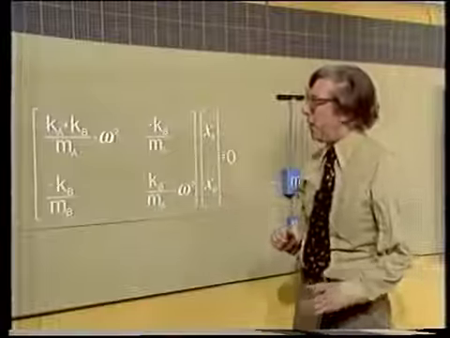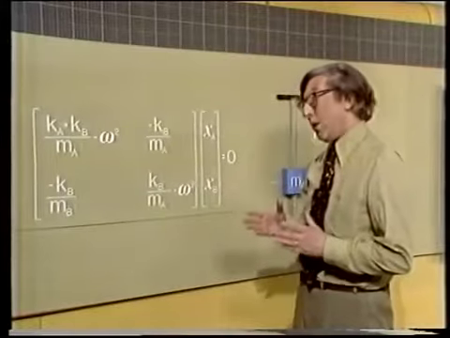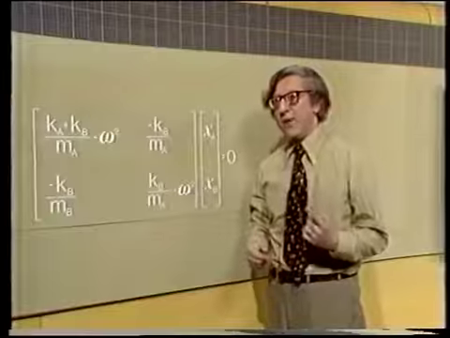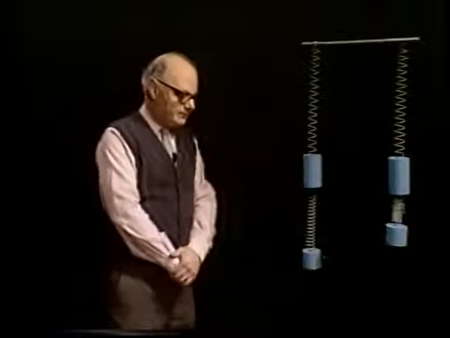Now, when you do that, you're going to get a quadratic equation for omega squared. So what we're going to get is essentially 2 frequencies. Well, what do these frequencies mean? Well, they mean exactly what they say. 2 characteristic frequencies of the system called the normal mode frequencies. And here they are.